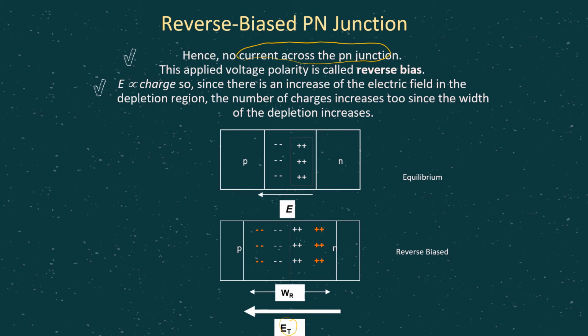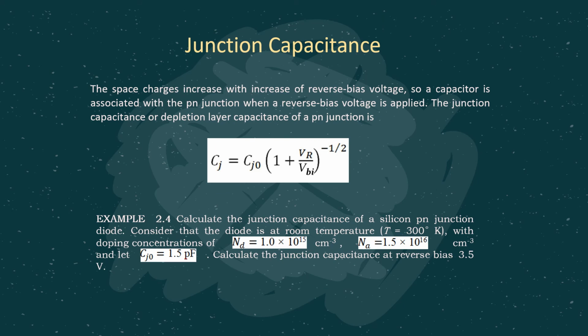With the increase of electric field, obviously there will be an increase in charges. Remember the positive ions and negative ions. This increase of charges can be calculated in the form of a capacitance value. So in reverse bias condition, we can calculate this capacitance at the junction, called the junction capacitance, and it is given by this formula: Cj equals Cj naught times (1 plus VR over VBI) to the power of negative half, 1 over 2.